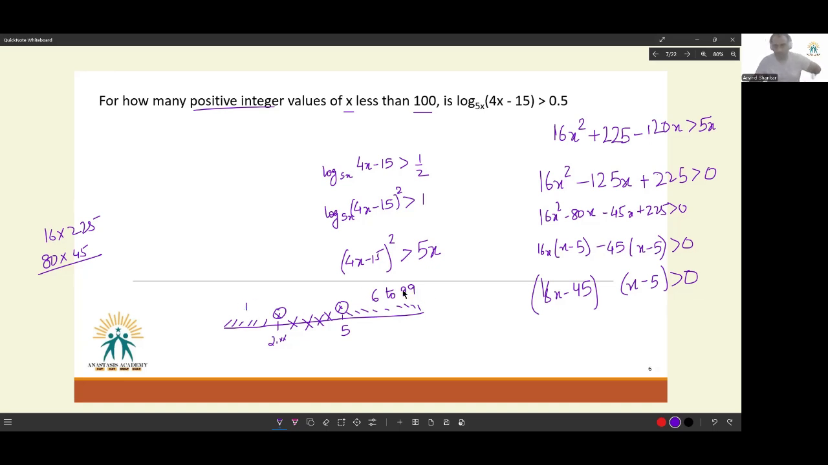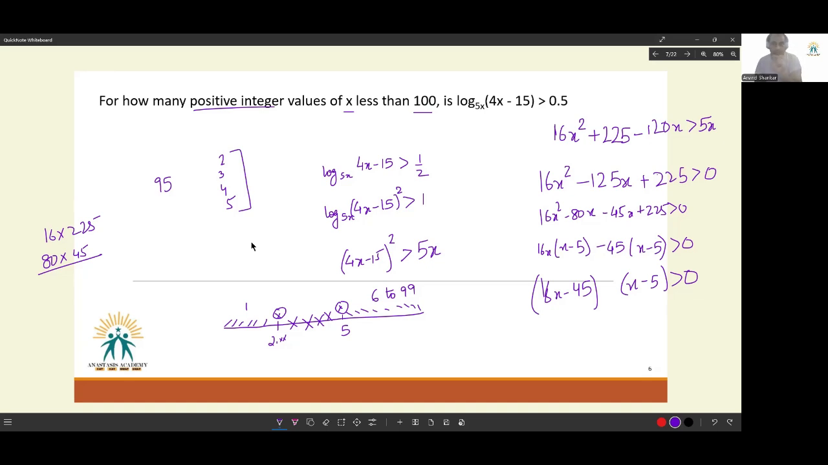1 from here, 6 to 99 from here, which is 99 minus 5. Altogether, we will have 95 values. Which values are being removed? 2, 3, 4, and 5. From the first 99 numbers, these 4 numbers are being removed. And it may seem like this is our answer.